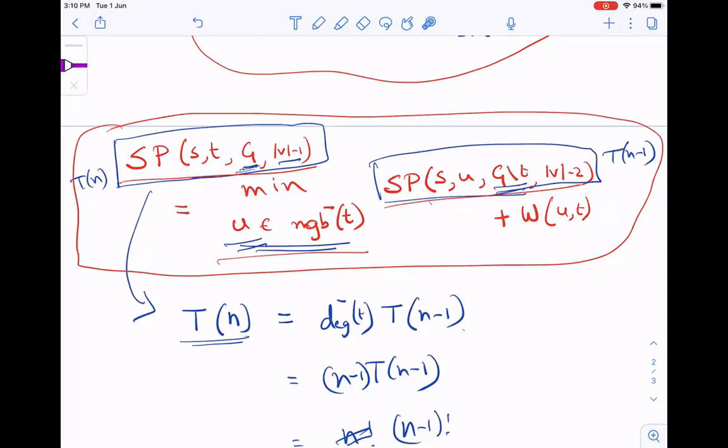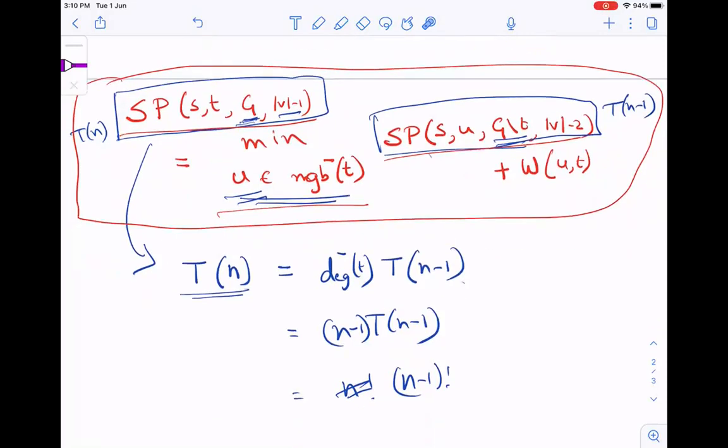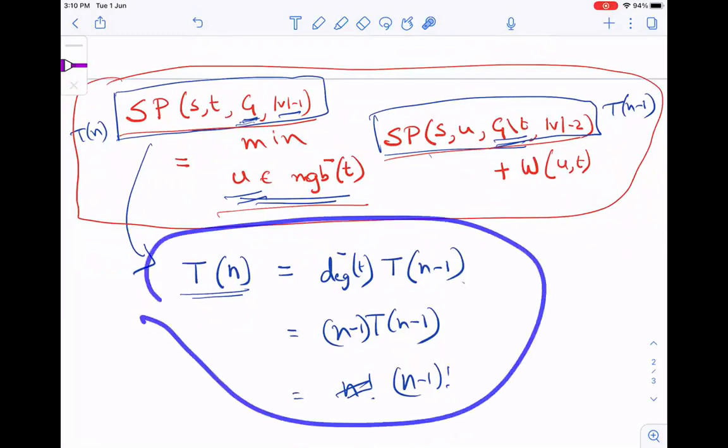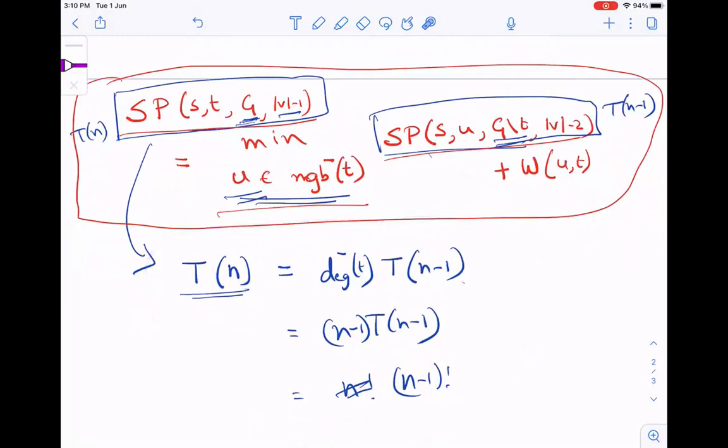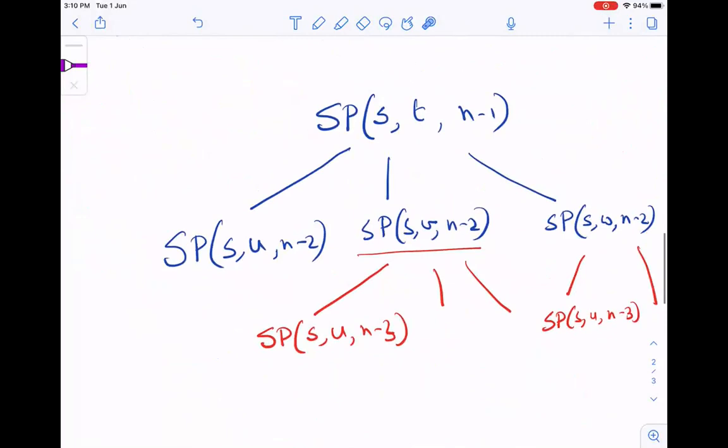So that is why this is becoming so costly, that we are computing the same thing again and again. So the question is, how do you save this? How can we work around it so that we don't have to repeat the same task again and again? Any suggestion?